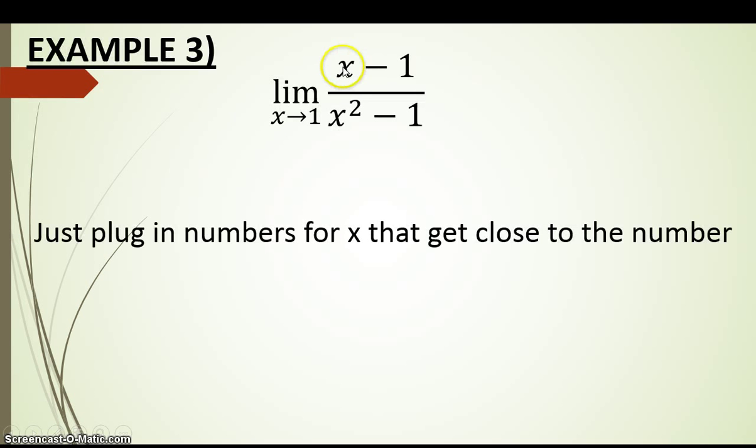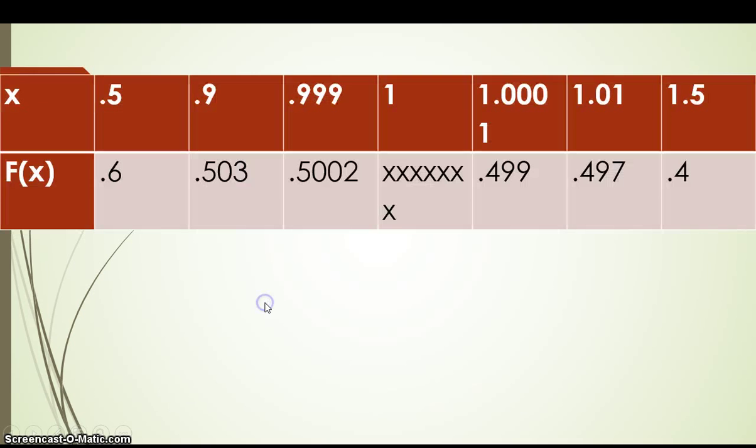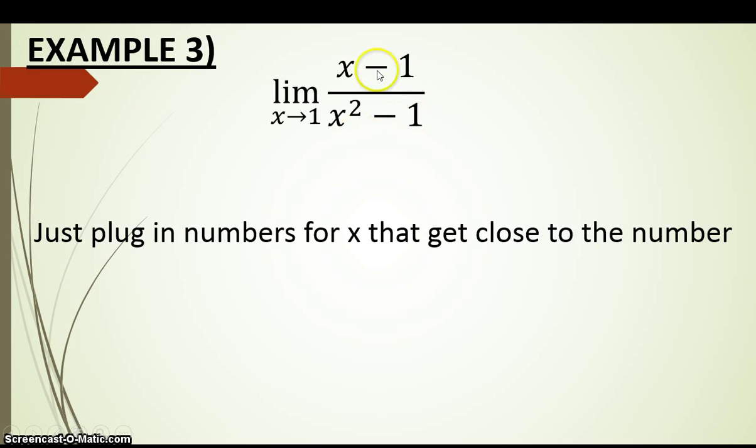So I'm going to be plugging in 0.5, but I'm plugging it in here: 0.5 minus 1 and 0.5 squared minus 1. All right, I'm plugging the values in. I'm going to save us the time and plug them in for you. This is what I'm plugging it all into.